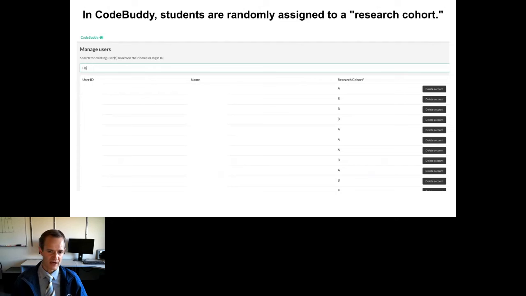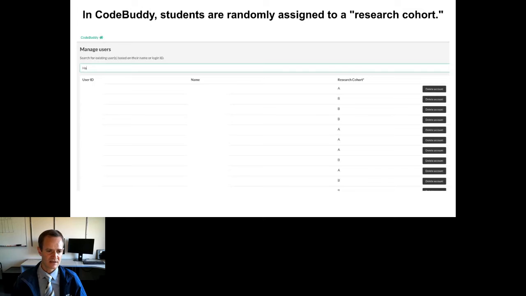And so in CodeBuddy, the auto-grader I mentioned earlier, we have a feature where when a student creates an account in the system, they're randomly assigned to what we call a research cohort. So research cohort A or B is just randomly going to pick one or the other of those. That enables us to do research where we can try one intervention on group A and another one on group B and compare what the outcomes are for those two groups.